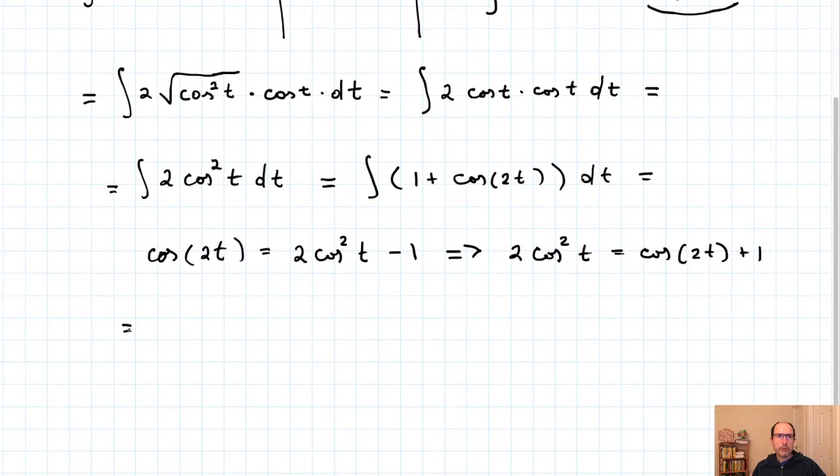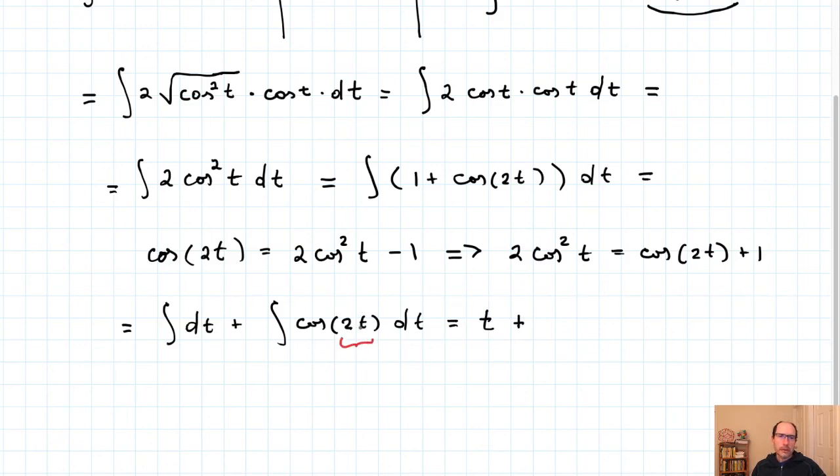First, distribute dt and split the integral into two integrals. Integral of dt plus integral of cosine of 2t dt. The first integral is immediate. Basically, we're integrating 1, and the antiderivative of 1 as a function of t is just t. Integration sign and d sign cancel out each other. We get t. For the second integral, we can make a substitution.